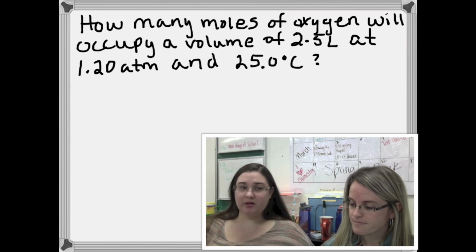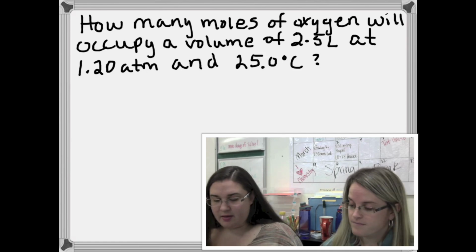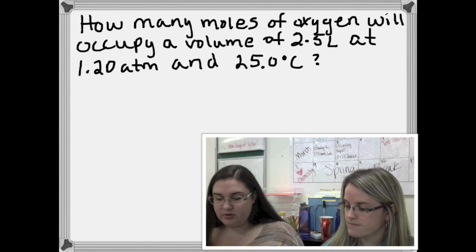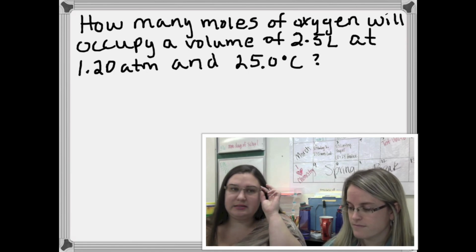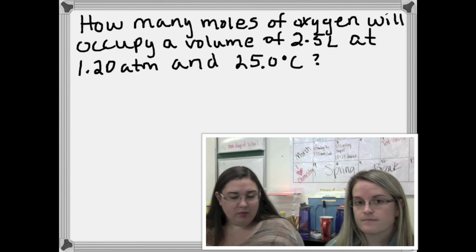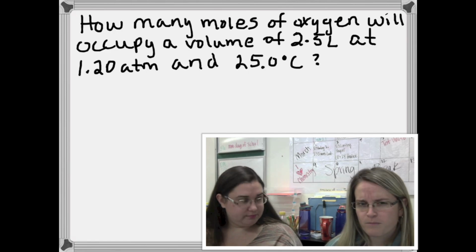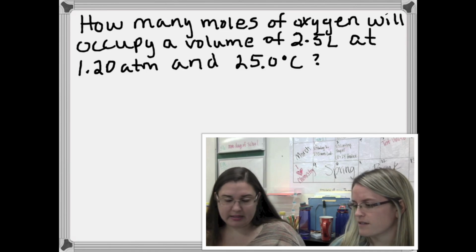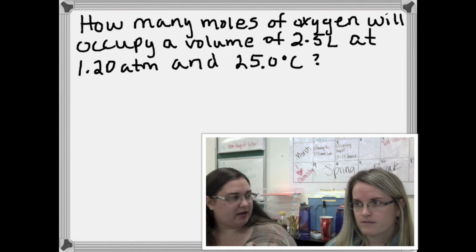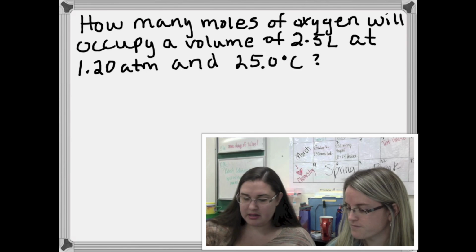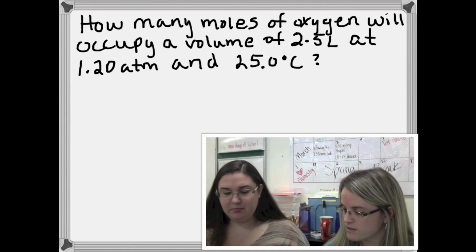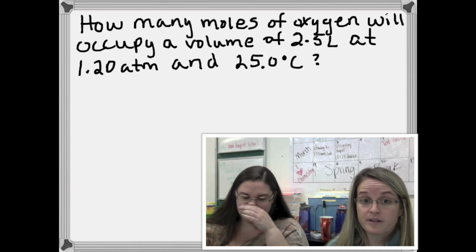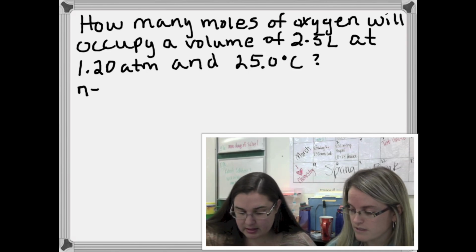Okay, so here's our example. How many moles of oxygen will occupy a volume of 2.5 liters at 1.2 atmospheres and 25 degrees Celsius? When we go through a problem, we should approach this like we've been doing stoichiometry. We're going to pull everything out that we're being given, so we can figure out what we want. It says how many moles, so I already know what I want: number of moles. What I'm looking for is N. So there's my question mark.